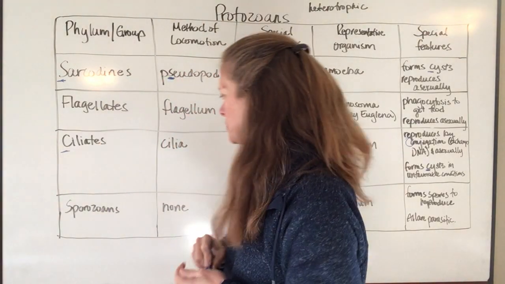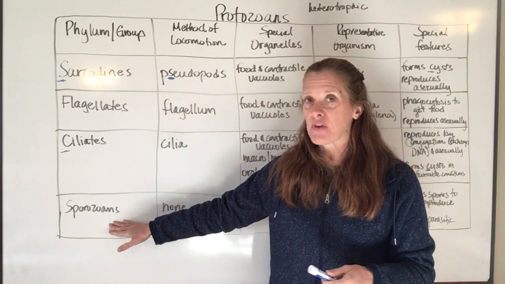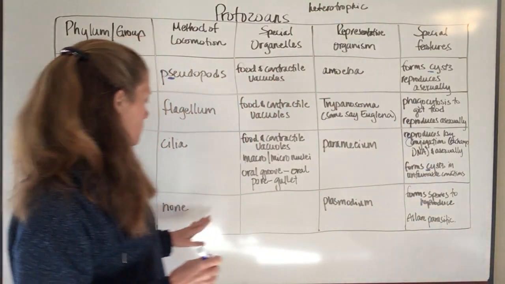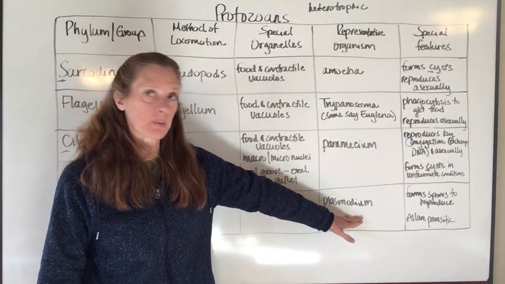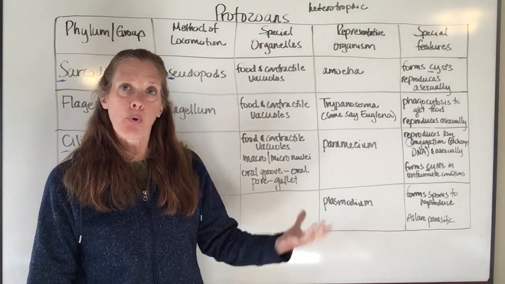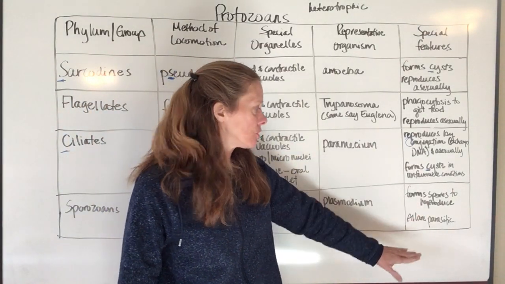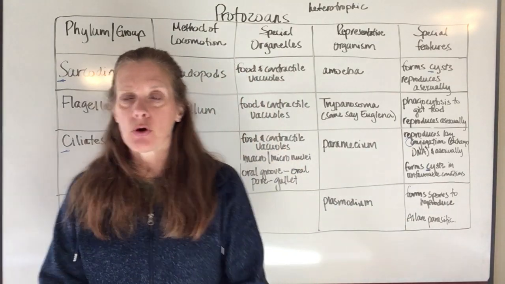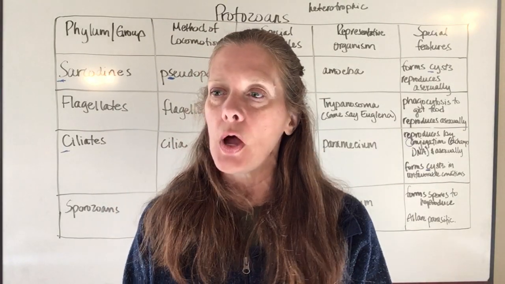Finally, we get to the Sporozoans, and the Sporozoans are classified by the fact that they don't have a method of locomotion. The example you looked at there was the Plasmodium, and the key points to remember about the Sporozoans are that they form spores to reproduce, and all of them are parasitic. So those are the main characteristics of your 4 classes of protozoans.